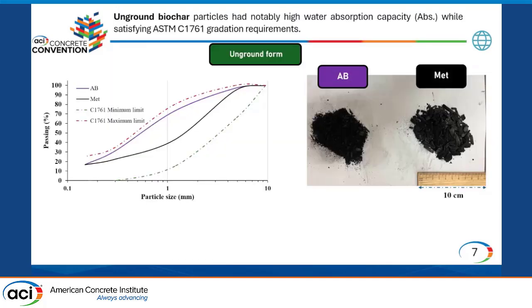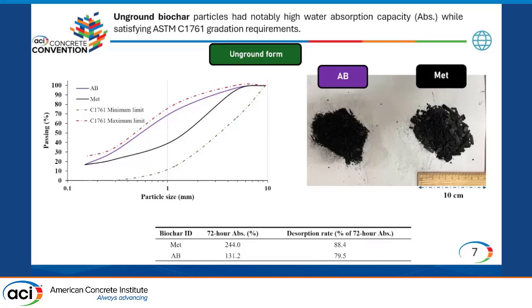So first, I will start with using on-ground biochar. To see if on-ground biochar could satisfy ASTM C7061 requirements, we characterized them in terms of particle size distribution in the first place. We could see that both on-ground biochars, whose pictures are shown on the right side, could satisfy the ASTM requirements for particle size distribution. But of course, MET is a little bit coarser, as can be seen in the picture.